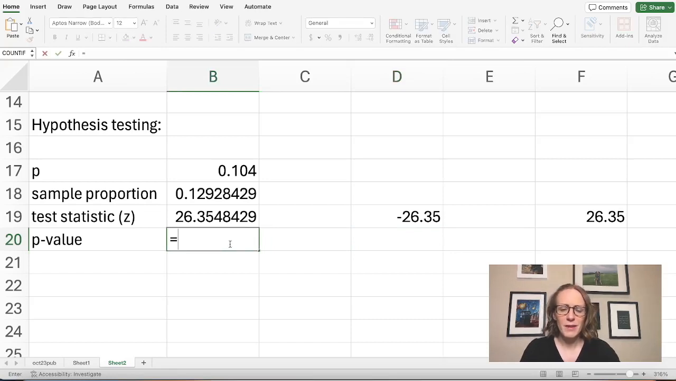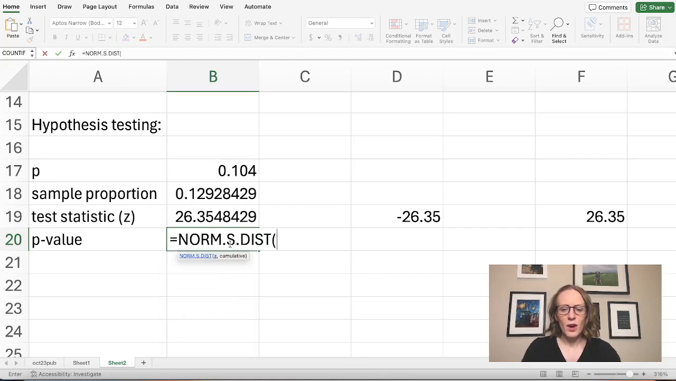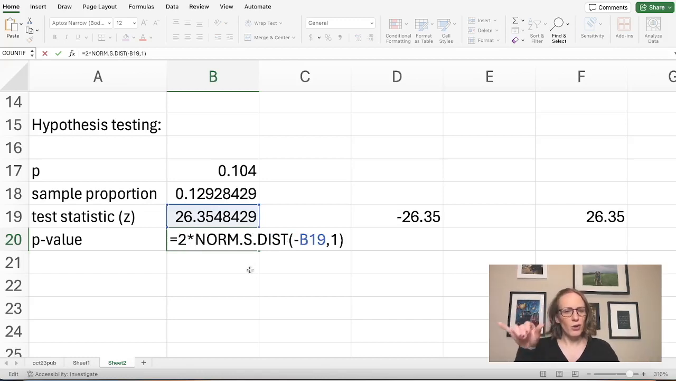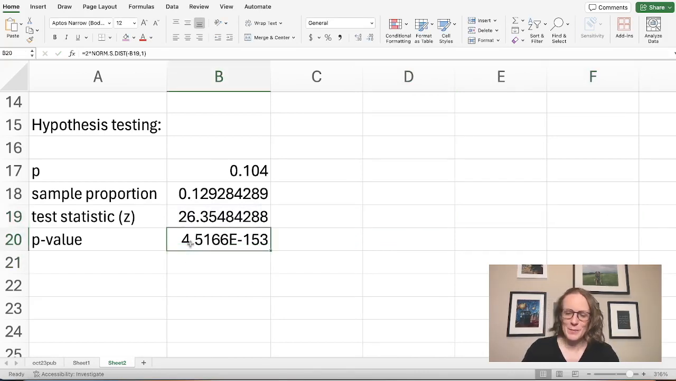So to find my p-value, I could first find the area to the left of the negative version of the test statistic, so negative 26.35, and 1 for cumulative. But that would only give me that left-hand tail. So to get the total area, I would need to multiply by 2 to make sure I'm also counting the area to the right of the positive 26.35. So this gives me my p-value as this teeny, teeny, tiny number.